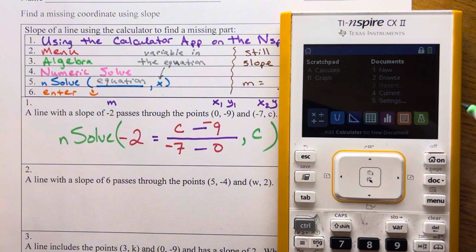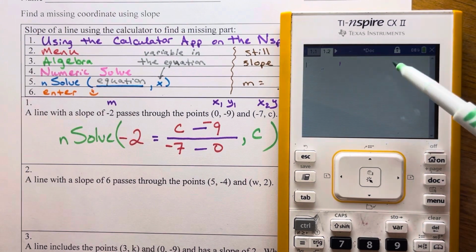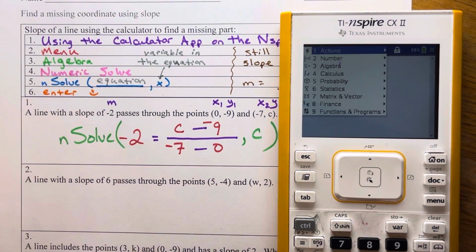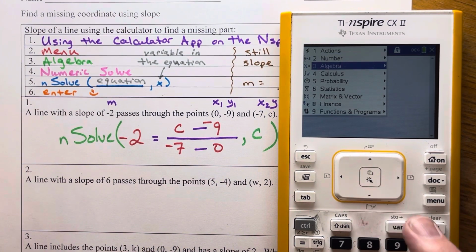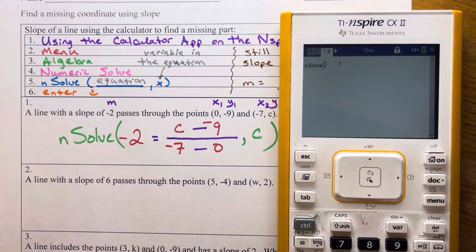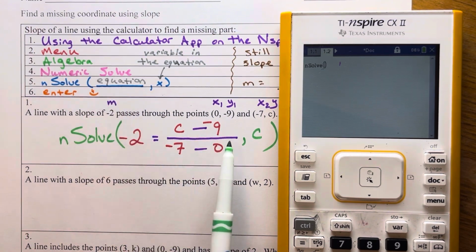Starting all the way at the beginning on the home screen of the NSPIRE, I go to the calculator app, bringing me up to a clean blank page. As in step 2, push menu. Step 3 tells us to go to algebra. Step 4 says choose numerical solve. And thus nsolve appears on your screen. Inside of the parentheses, we are going to type all of this equation.